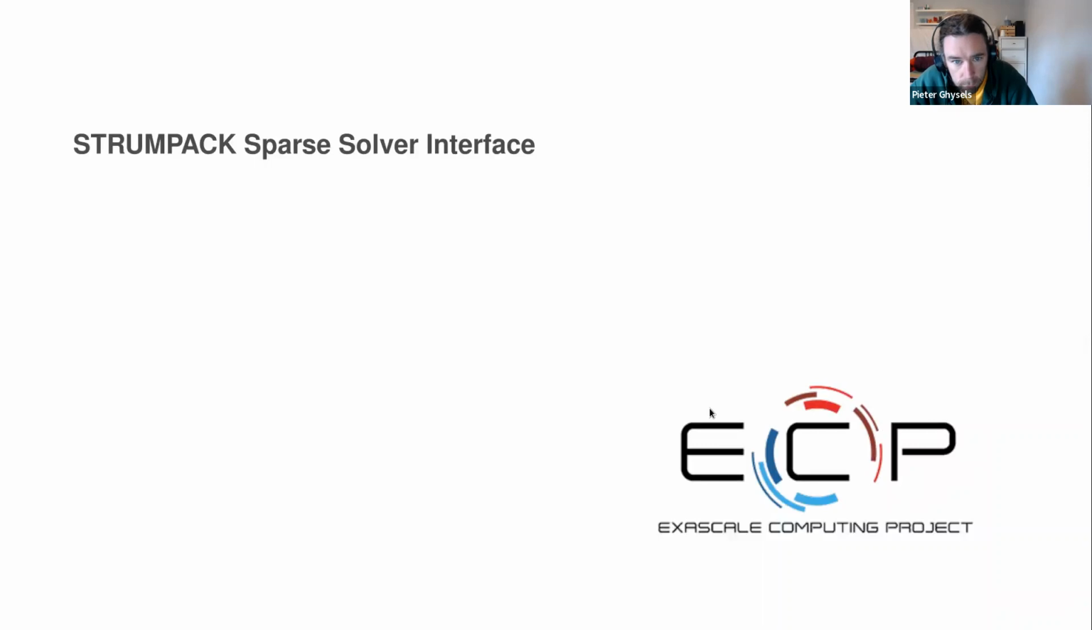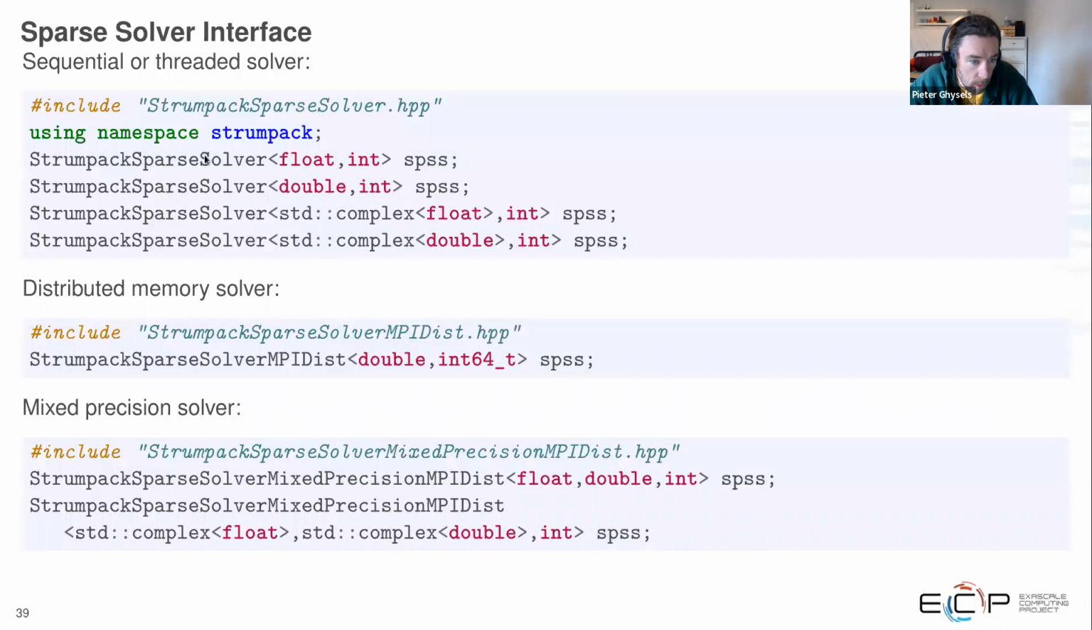So now I will describe the STRUMPACK sparse solver interface. There are actually two main solver classes in STRUMPACK. One is this StrumpackSparseSolver, which is sequential or multi-threaded using OpenMP. And then there's StrumpackSparseSolverMPIDist, which, as the name suggests, is distributed using MPI. And these are templated on the precision, which can be float, double, complex float, complex double, and then the integer type used for the sparse matrix. So this can be a 32-bit signed integer or a 64-bit signed integer.